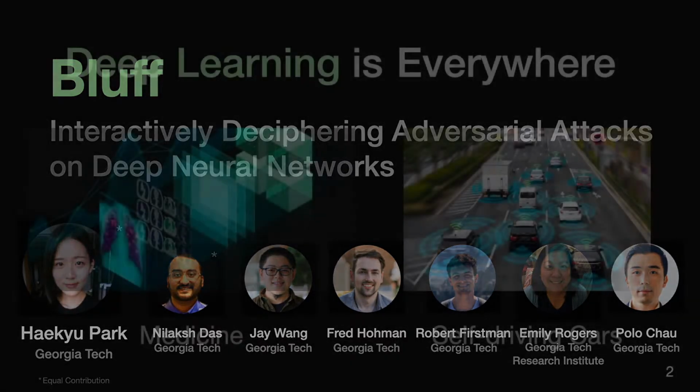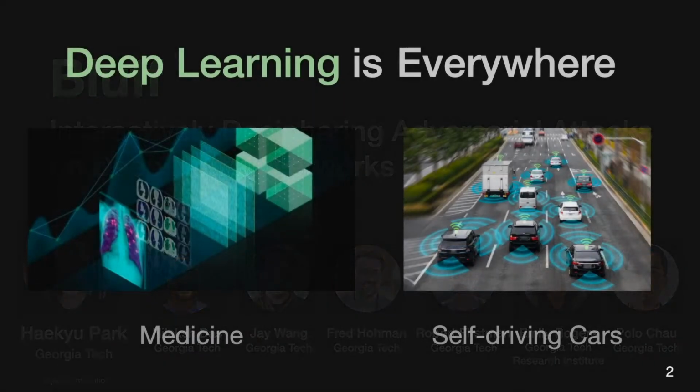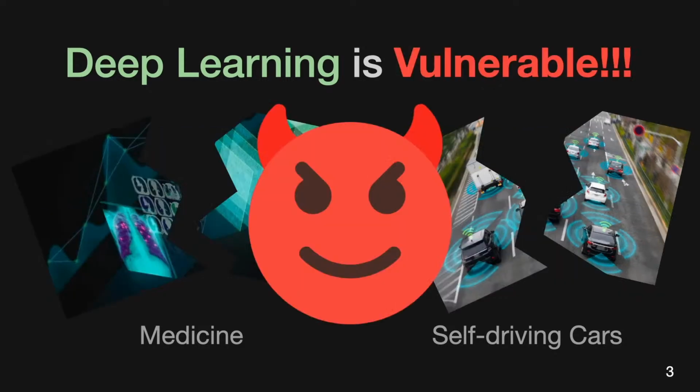Deep learning is now commonly used in many domains. For example, in the medical field, deep learning models can estimate the treatment effects on patients. On the road, we can see self-driving cars using computer vision technologies. However, deep learning models are vulnerable to adversarial attacks.